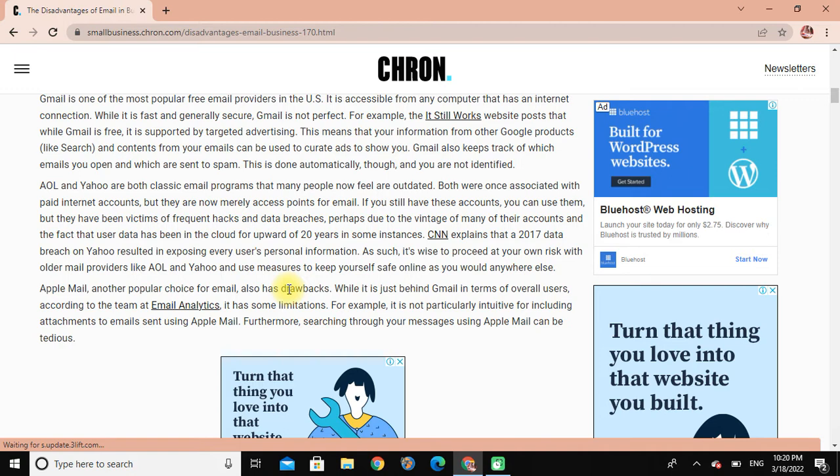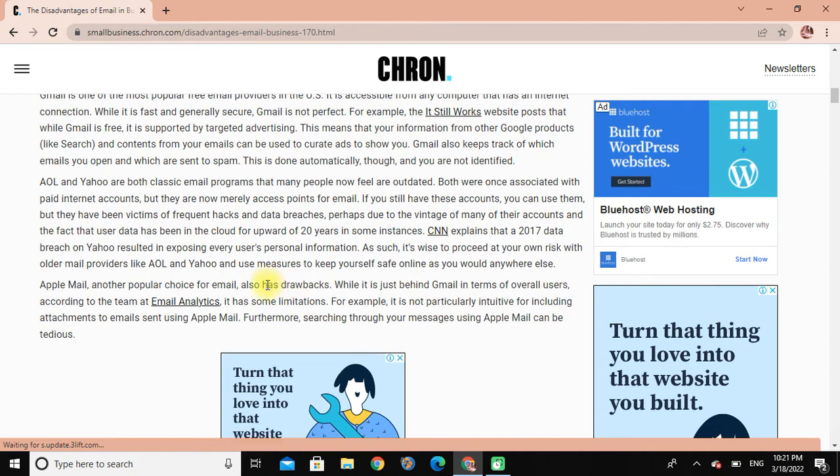In some instances, CNN explained that a 2017 data breach on Yahoo resulted in exposing every user's personal information. It's wise to proceed at your own risk with old mail providers like AOL and Yahoo, and use measures to keep yourself safe online as you would anywhere else.